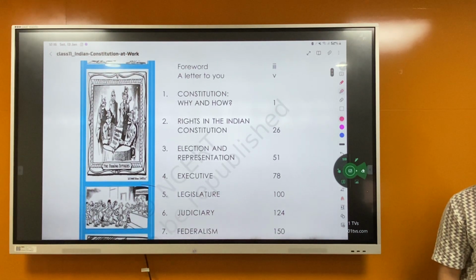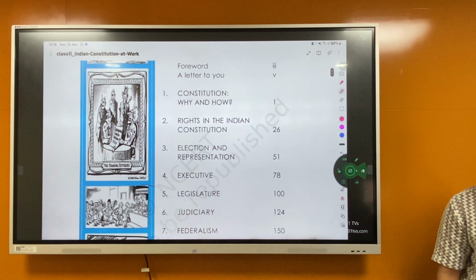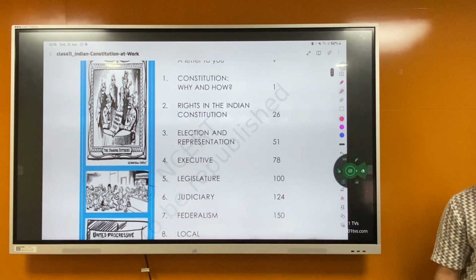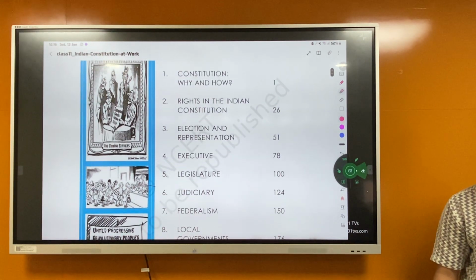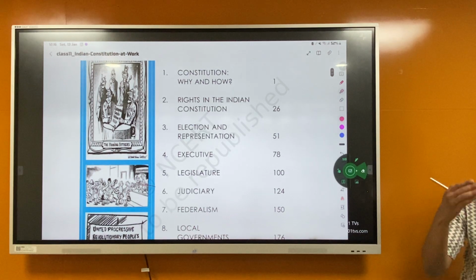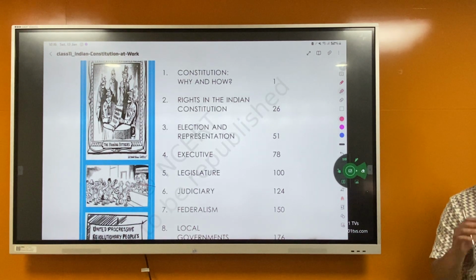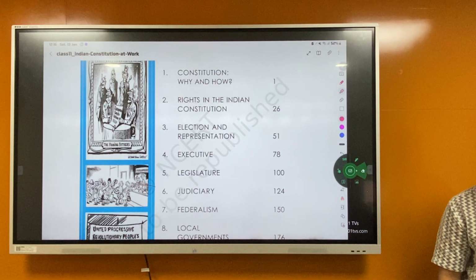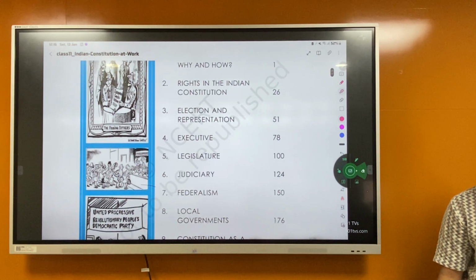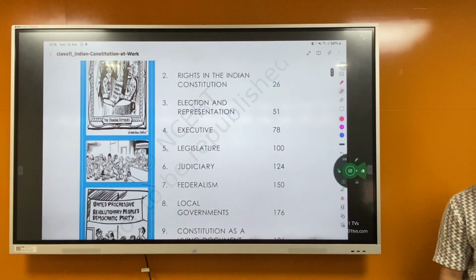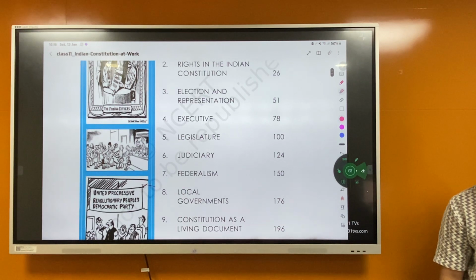Election and representation, the Election Commission's power and the RPA Act. Executive, MP, MLA and their power. Legislature, Parliament or the state Vidhan Sabha, where they make laws. This is the legislature. Judiciary, what is the judiciary? Courts, right?